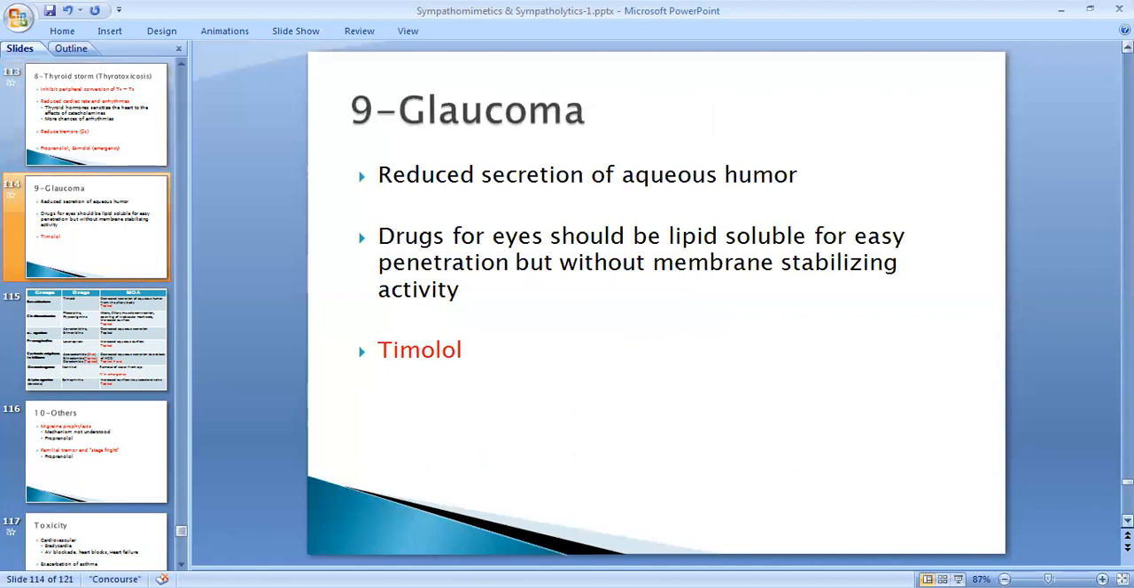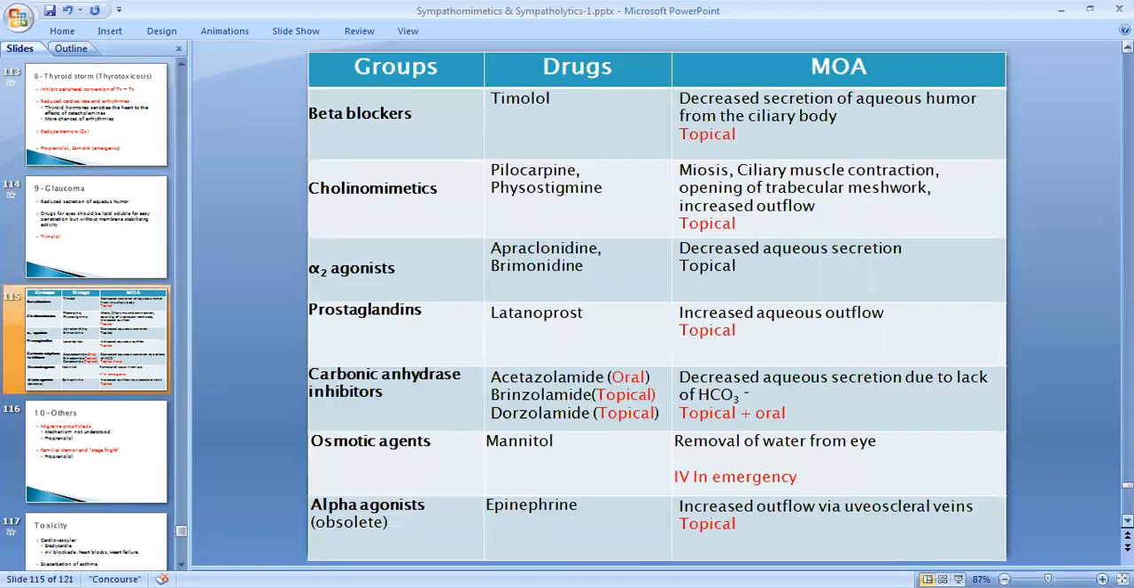Glaucoma. Beta blockers reduce secretion of aqueous humor. So the drug for eye should be lipid soluble for easy penetration, but without membrane stabilizing activity, like timolol. These are different drugs which are used in glaucoma, like beta blockers, cholinomimetics, alpha agonist, alpha 2 agonist, prostaglandin, carbonic anhydrase inhibitor, and osmotic agent.